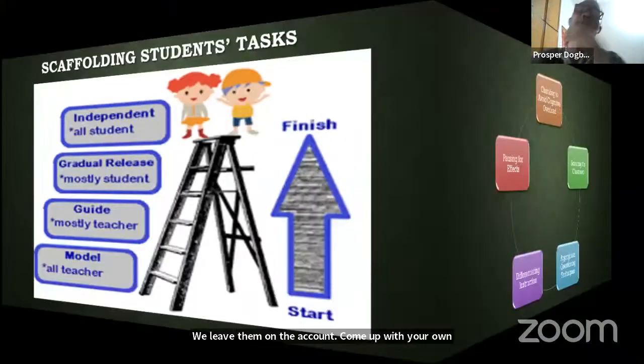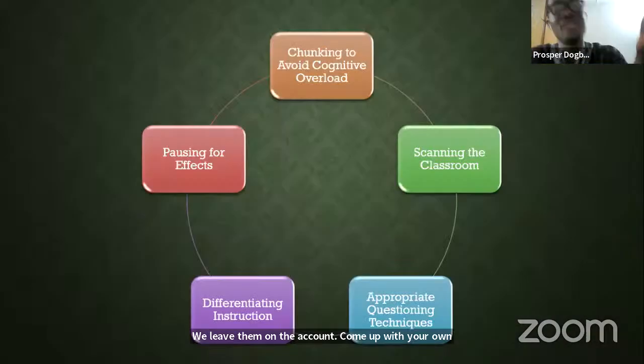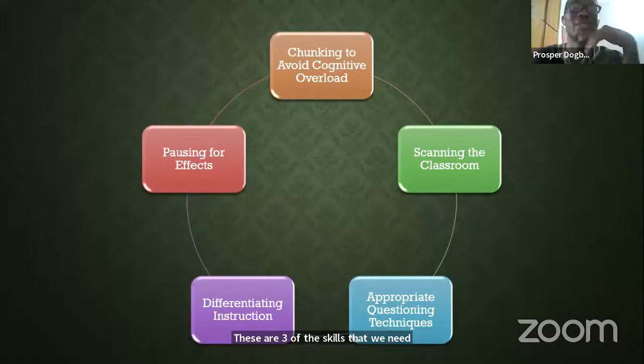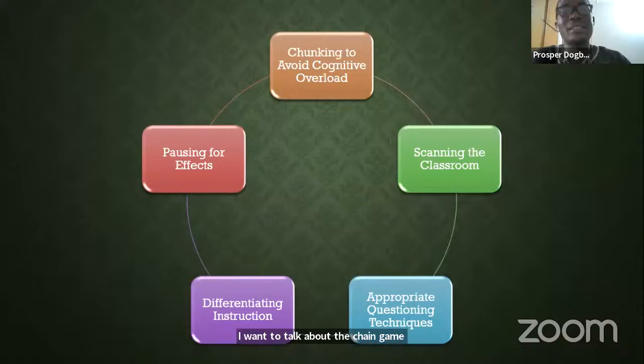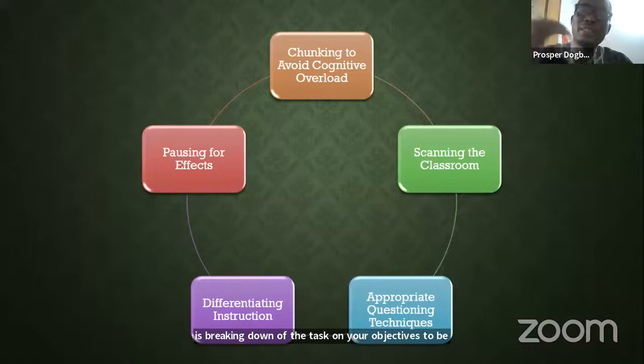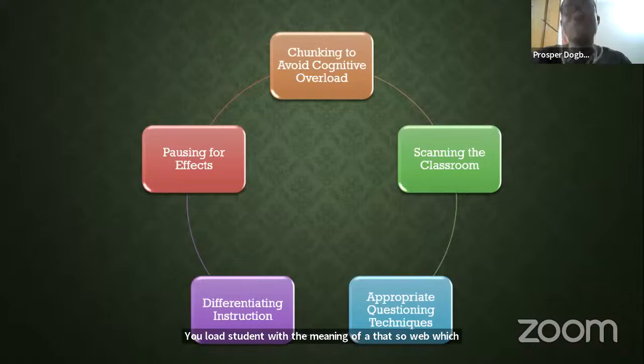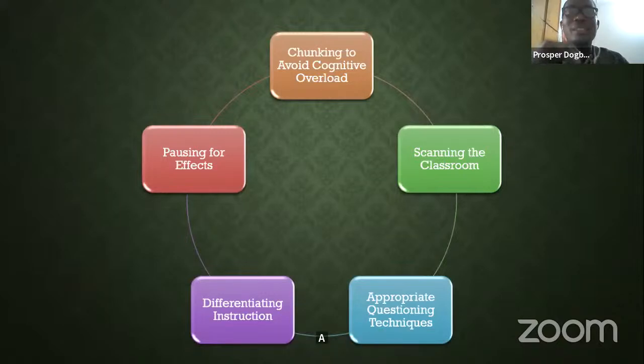And how can we do this? These are a few of the skills that we need to acquire. First one I want to talk about is chunking. Chunking basically is breaking down of the task or the objectives to be achieved in a lesson. So you are teaching at the basic school and you have, let's say, 60 minutes. You load students with the meaning of a verb, forms of verbs, which is lexical and auxiliary. Then you jump into or try to treat regular verb and all within 60 minutes.